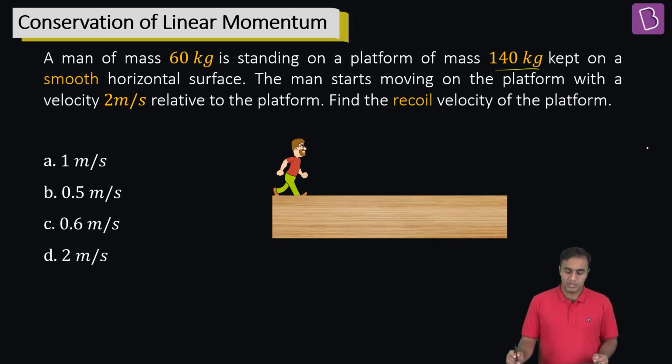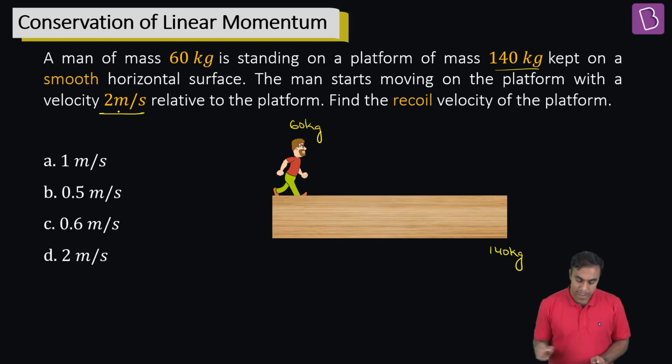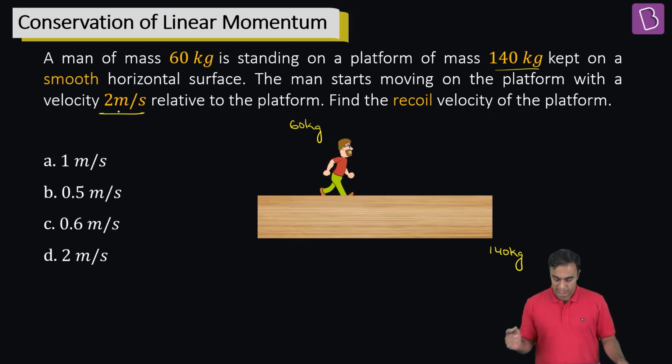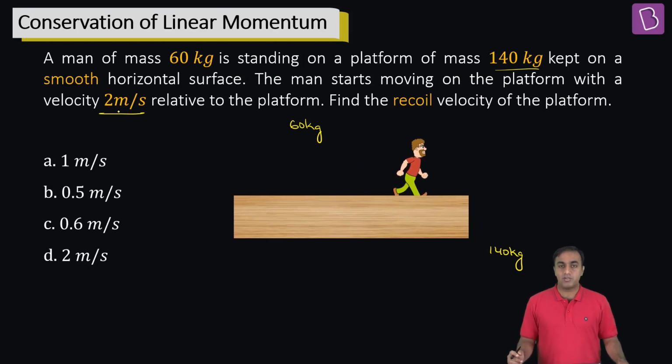Alright, let us visualize what's happening here first. Here is a man of mass 60 kg and the platform is of mass 140 kg. And the man relative to the platform moves at a velocity 2 meter per second. What is 2 meter per second? It is his relative velocity with respect to the platform. So when he moves like this towards right, obviously the platform will move towards left.